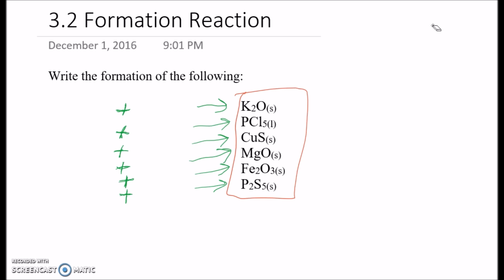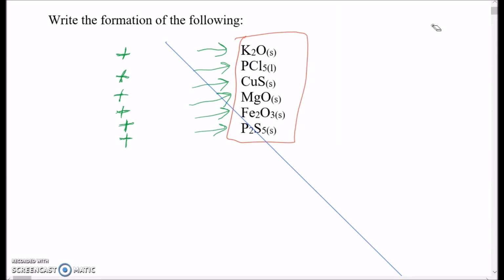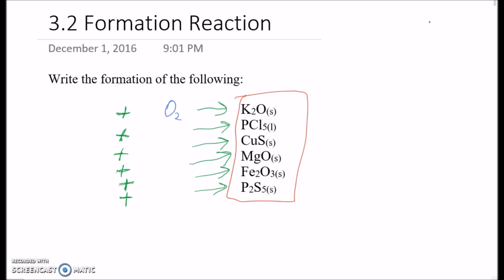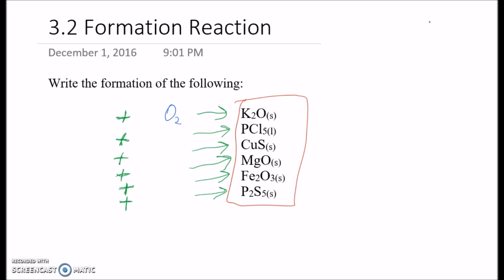So oxygen, how does oxygen normally come? Oxygen normally comes as O2, and potassium normally comes how? K. And remember your states. These states are just from the periodic table, so you should know these. And now you can't forget what we were talking about in the balancing reaction video or in class. You need to now balance the equation.